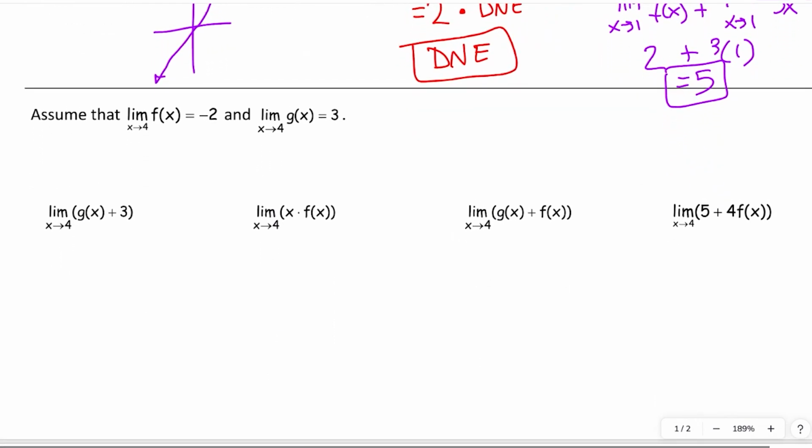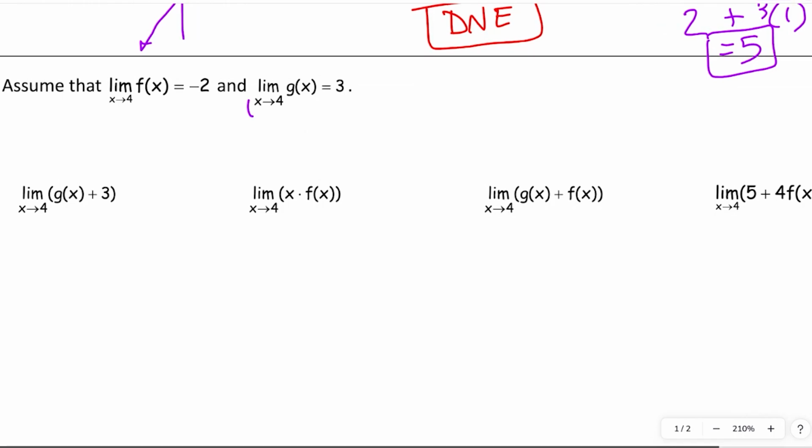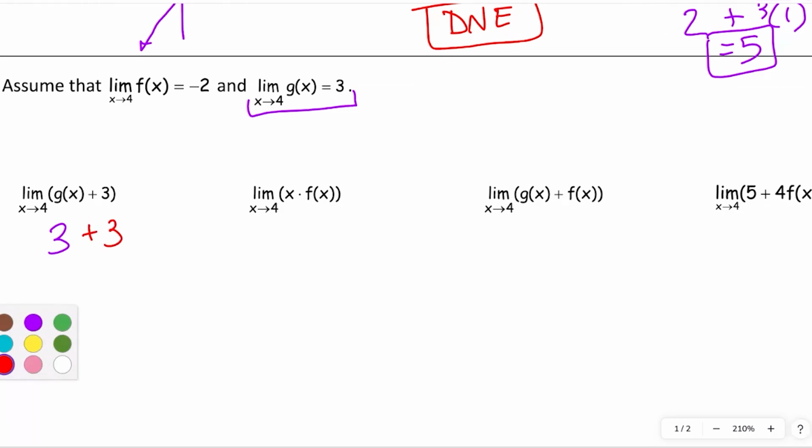All right, so this says assume, we don't know what f and g are, but we do know a single limit of them. So we know that the limit as x approaches 4 of f is negative 2. And of g is 3. So all of these are going to be limits as x approaches 4. So it should be pretty easy, I think. This might be one of the easiest things in this whole unit. So the limit as x approaches 4 of g of x, what does that equal? Yeah, 3. It's defined right here, right? So this is going to be 3 plus 3 is 6.